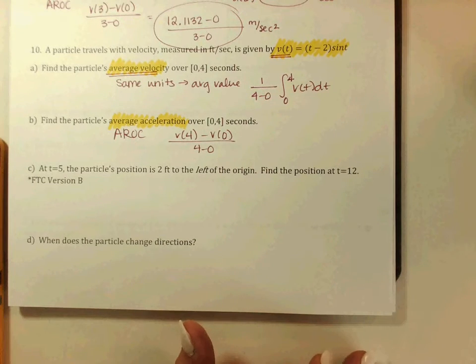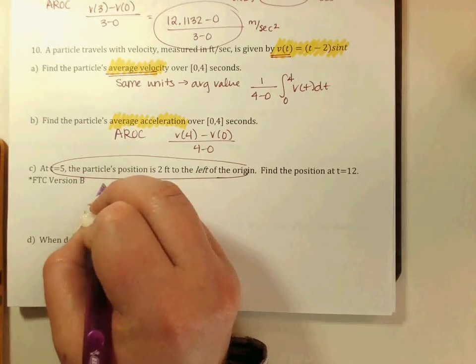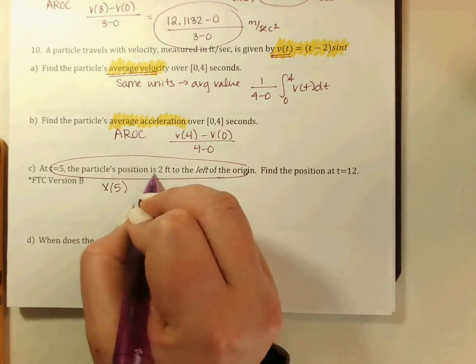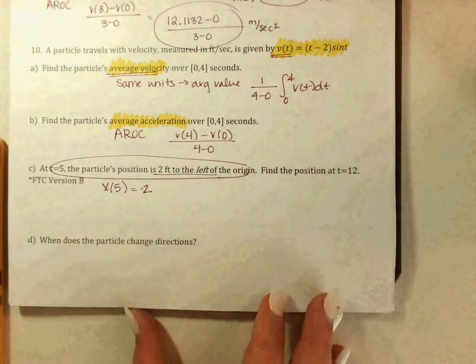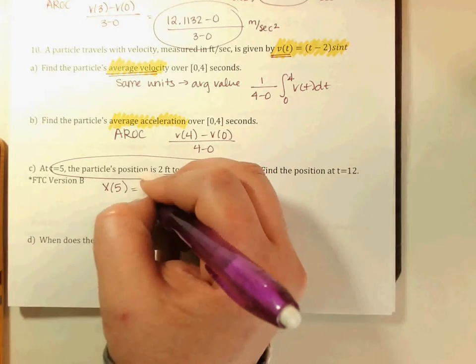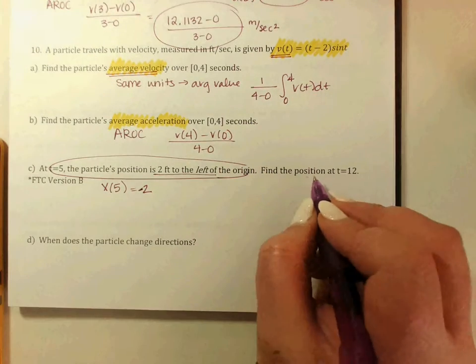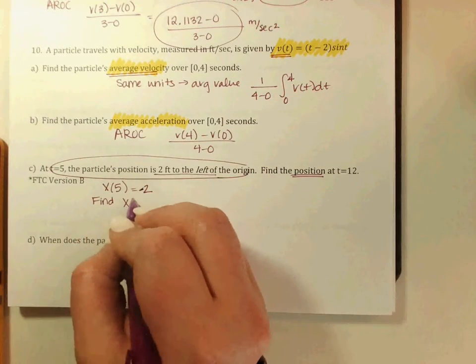Part C. The particle's position at time 5 is 2 to the left of the origin. What did they just give me? The position x at 5 is 2 to the left. That's a negative 2. Then what are they asking me to find? Position at 12. So I want to find x of 12.